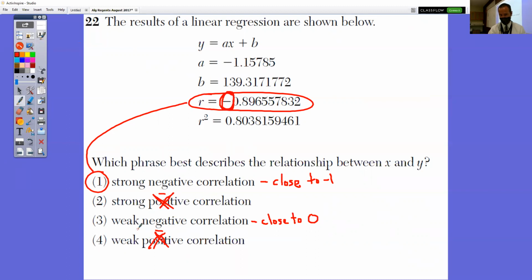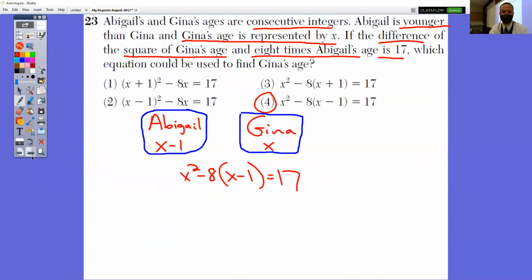Well, what makes strong versus weak? What makes it strong is it has to be close to 1 or -1. This one, 0.89 is very close to -1. A weak would be closer to 0. So that one should have been pretty easy.